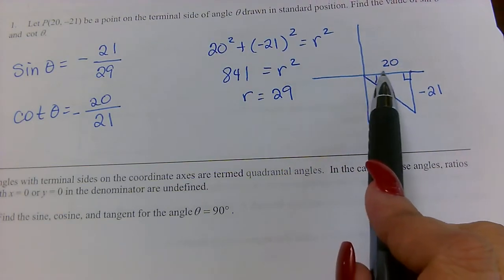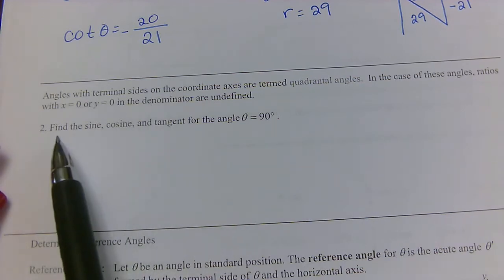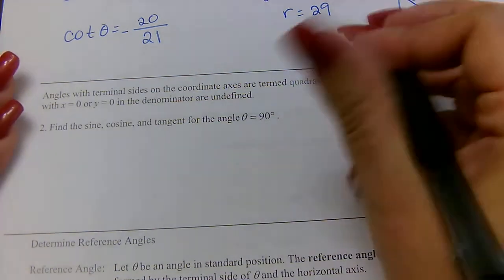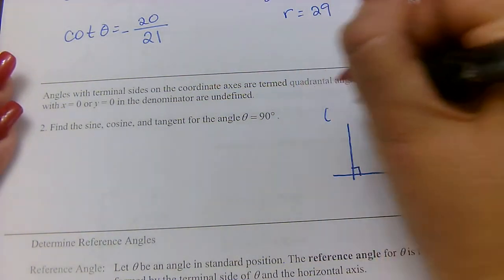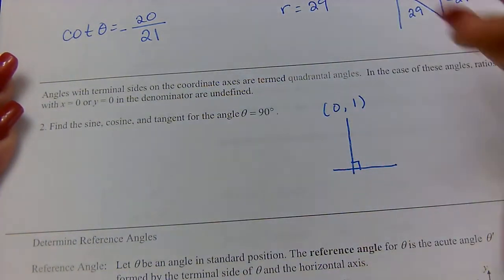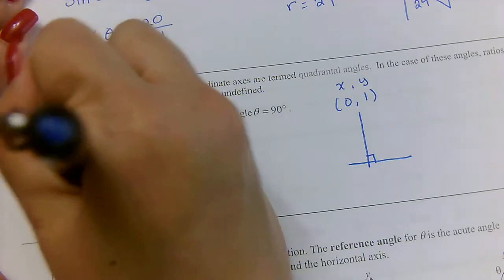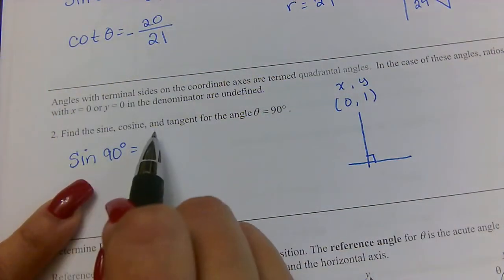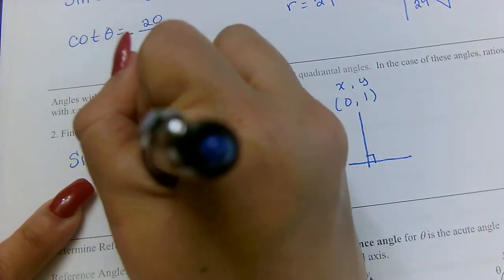when our angles are actually on the x-axis or on the y-axis. Okay, so it says find sine, cosine, and tangent for the angle of 90. So all I'm going to do is put my point up here. If you remember, this point is 0, 1. Okay, this is my x, this is my y. All right, so if we're looking for sine of 90 degrees, I'm going to say sine is y over r. So this is going to be y over r.